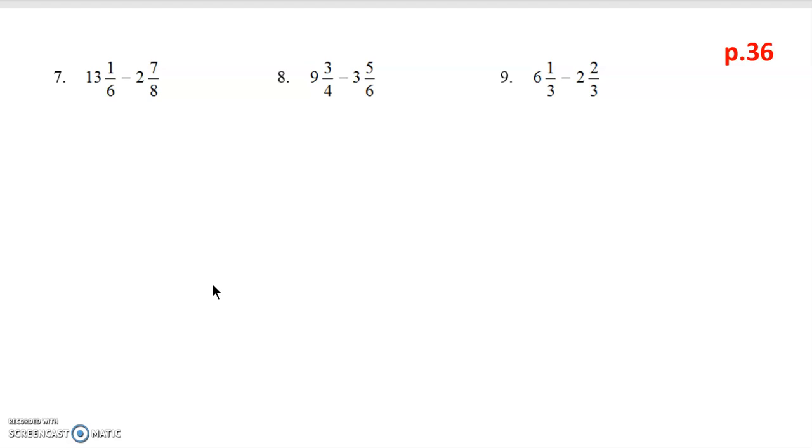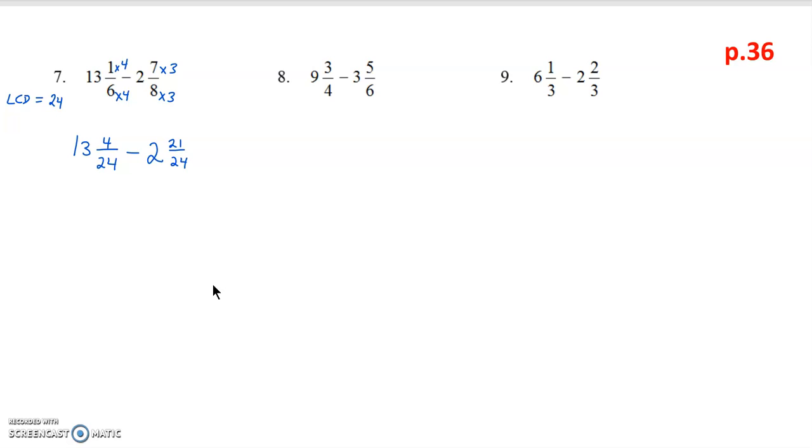The last question we'll look at is number 7, where we have 6 and 8 as our denominators. So our lowest common denominator of 6 and 8 is 24. So we're going to be multiplying our first fraction by 4 and our second fraction by 3. So this will give us 13 4/24 minus 2 21/24.